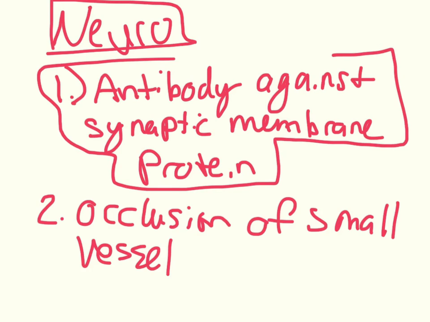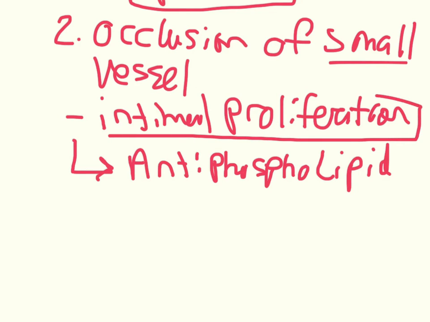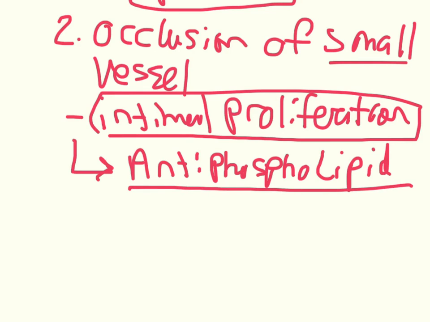I don't know. The second thing is it could be occlusions of the small vessels. Everyone knows that lupus is associated with vasculitis, so why am I not just saying vasculitis? Because that's what the book says: it's not vasculitis, and vasculitis is not really found in the CNS of people that have lupus on autopsies. But sometimes maybe there's occlusions of the small vessels, and there's a mechanism for this. The mechanism is called intimal proliferation. The intimal proliferation could be caused by antiphospholipid antibodies.